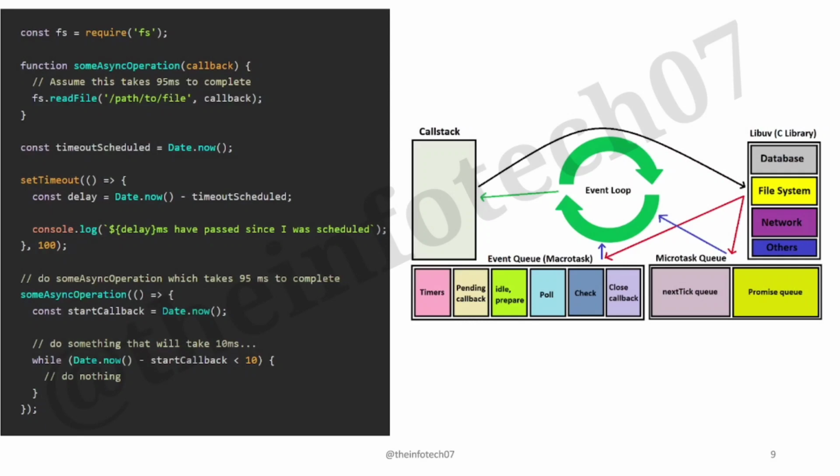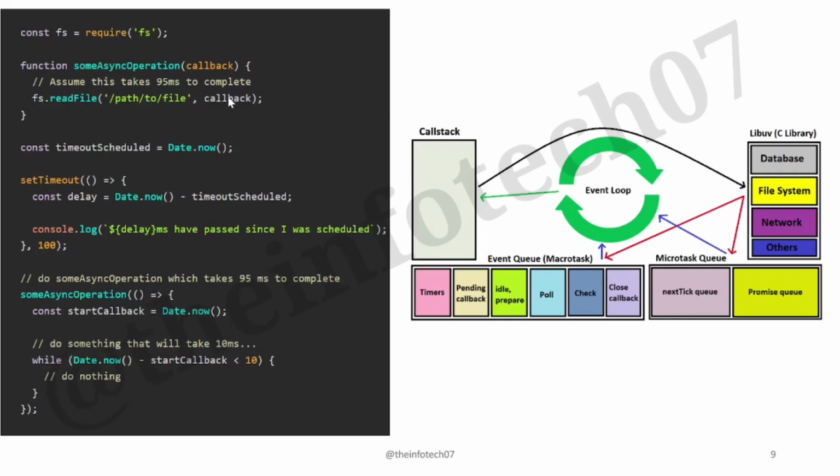I want to tell you that the setTimeout function with a given time threshold will not, in some scenarios, execute at the same time threshold which I have given; it is not guaranteed that the callback will be executed within the same time threshold. So I will explain these lines of code and why this does not execute on time. In the first line I have imported the fs module. Then I have declared one function, someAsyncOperation, passing a callback function and calling this fs.readFile, which I am assuming will take 95 milliseconds.